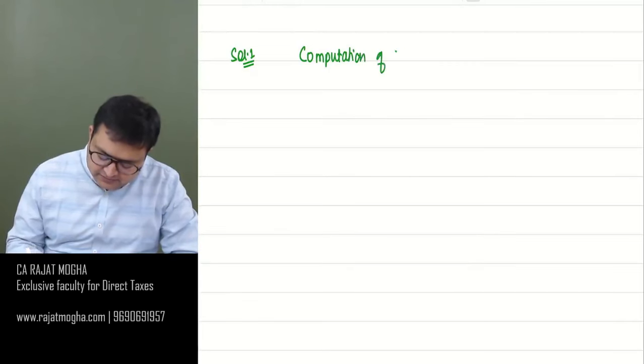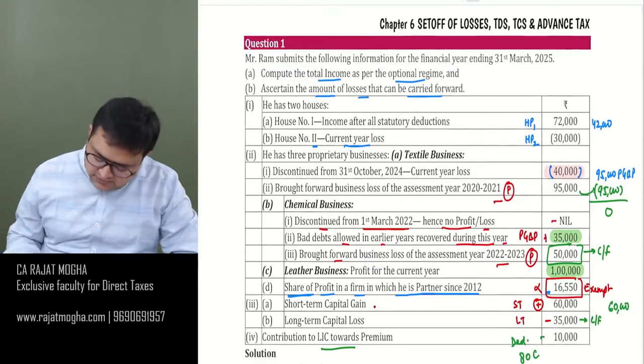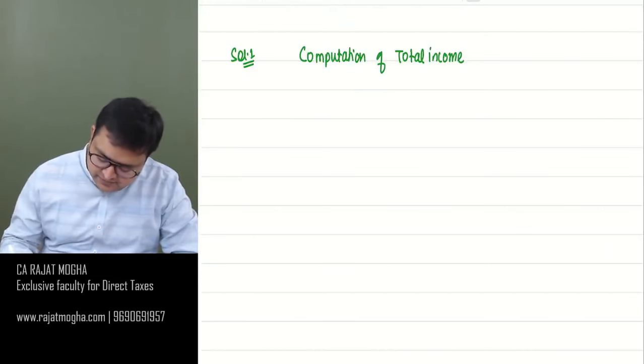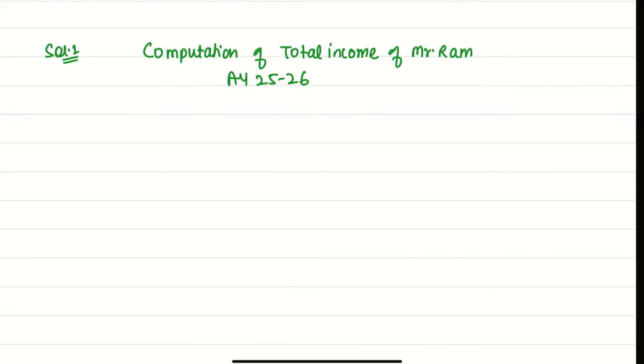Computation of total income. What's the name? Ram. Assessment year 25-26.